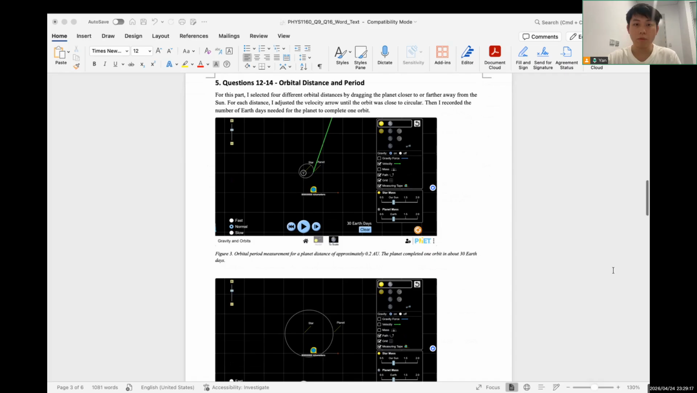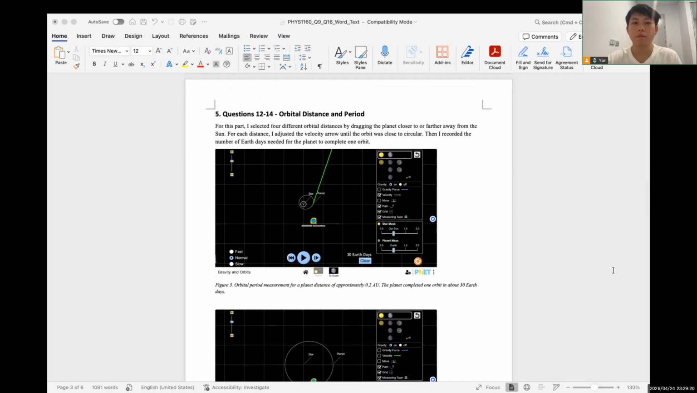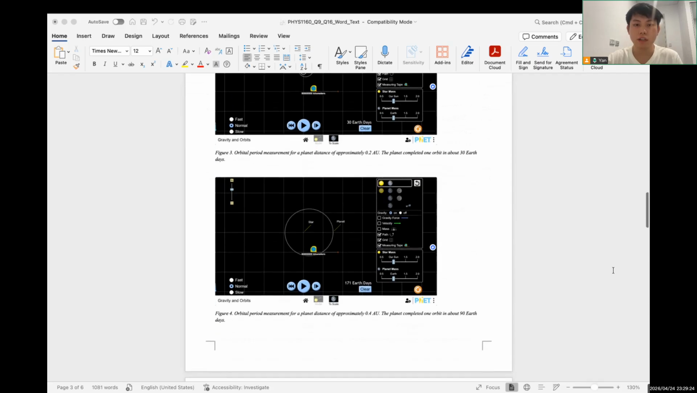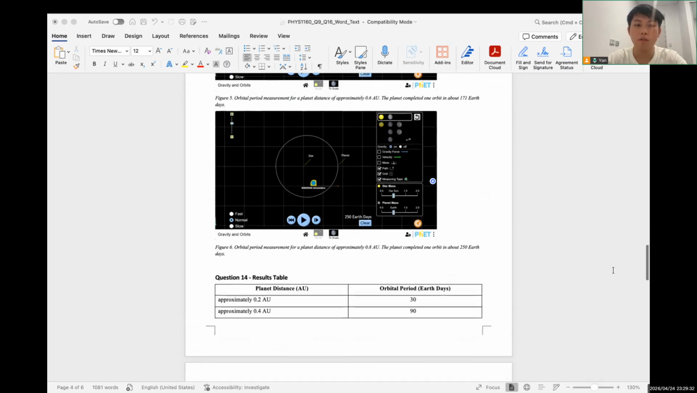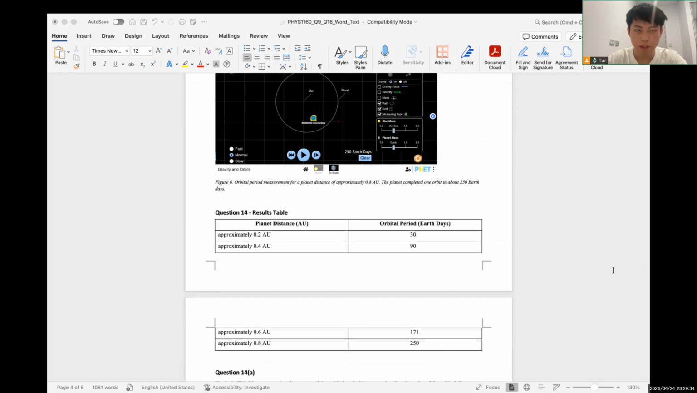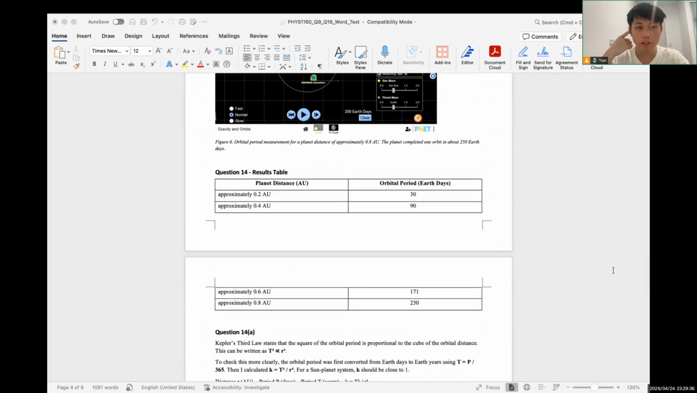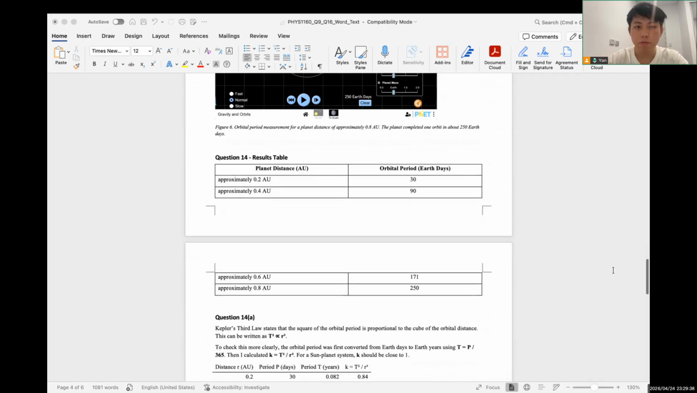For questions 12 to 14, I tested different orbital distances. I moved the planet to farther distances from the Sun and adjusted the velocity arrow until the orbit was close to circular. Then I recorded the time needed for one full orbit, and this result is in the table.